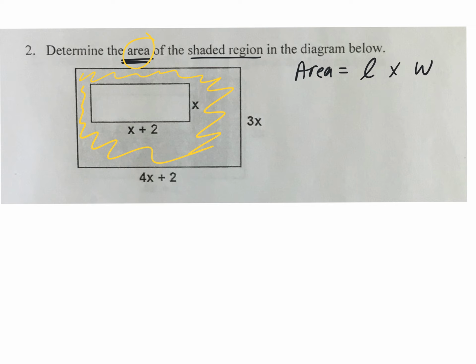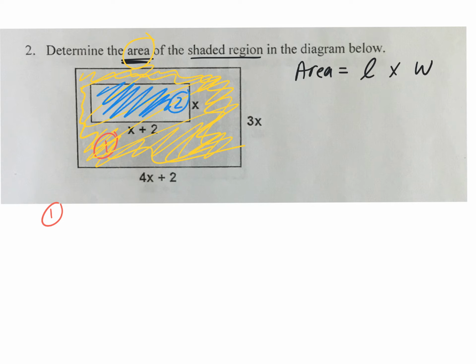Well, we only wanted to know the shaded part, and we did this earlier in the year. What were the steps that you had to do to find this? You had to find the area of what first? The whole thing, the area of the large one, right? So let's call this number 1, the first rectangle. And then you had to find the area of the inside. I'll call this number 2.